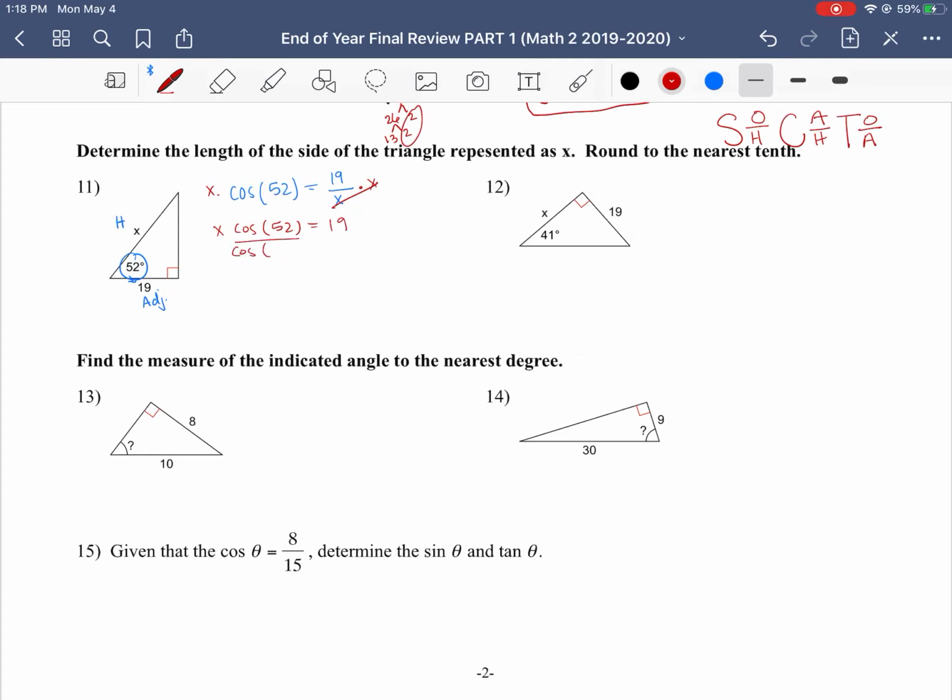We want to get x by itself, so we divide the cosine of 52 to the other side. And again, that becomes a calculator problem, and you just need to double check that your calculator is in degree mode. And we do 19 divided by the cosine of 52. We're asked to round to the nearest tenth, so we go ahead and round this to 30.9.